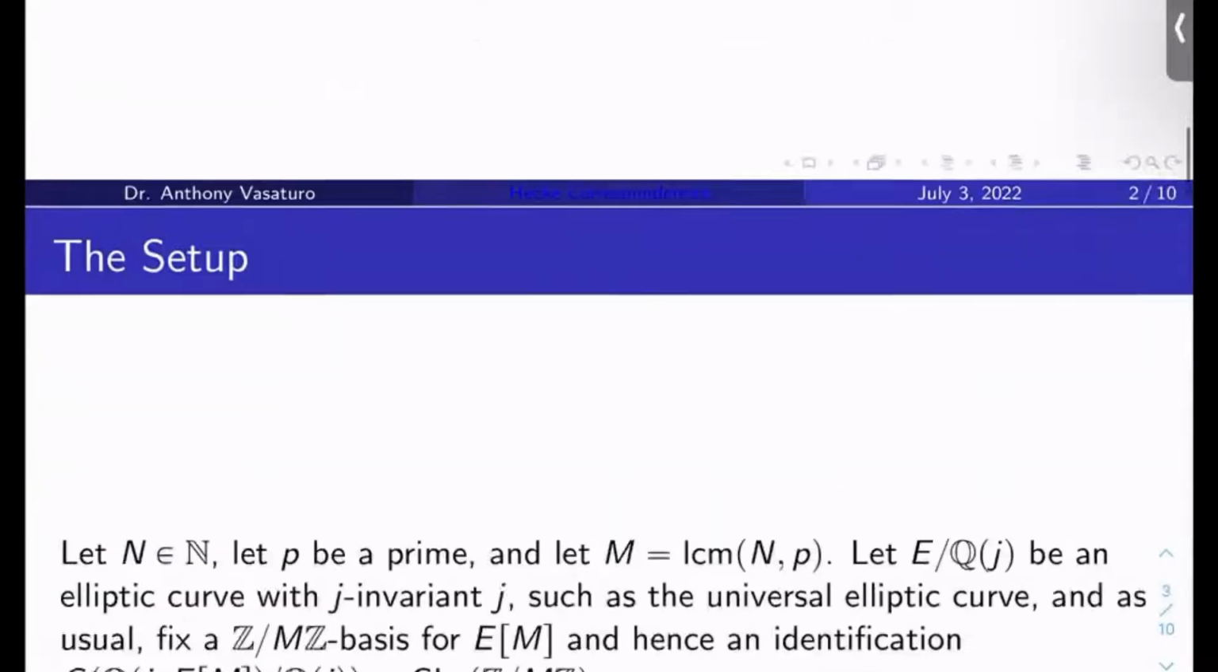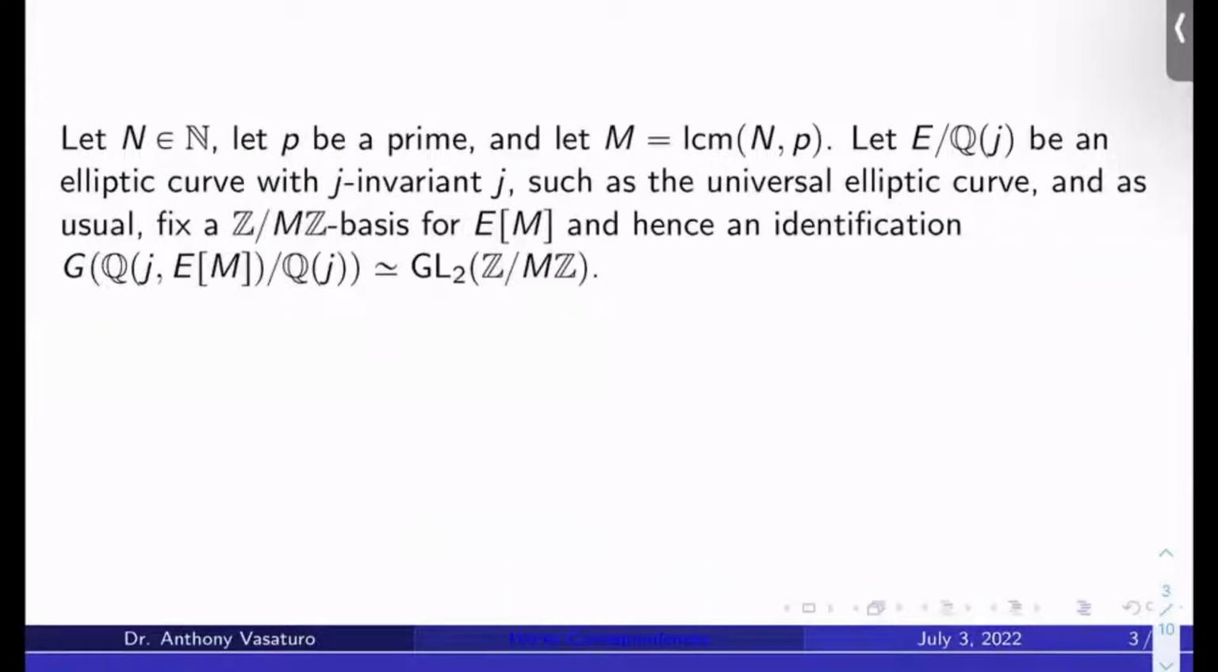Okay, so here's our specific setup. Let n be a natural number, let p be a prime, and let m be the least common multiple of n and p. Let E over Q adjoin j be an elliptic curve with j-invariant j, like the universal elliptic curve E sub j or something like that. And as usual, we'll fix a Z mod mZ basis for E[m], the m-torsion of E. And again, as usual, this gives us an identification of the Galois group of the torsion extension of the elliptic curve E over Q adjoin j with GL2 of Z mod mZ.